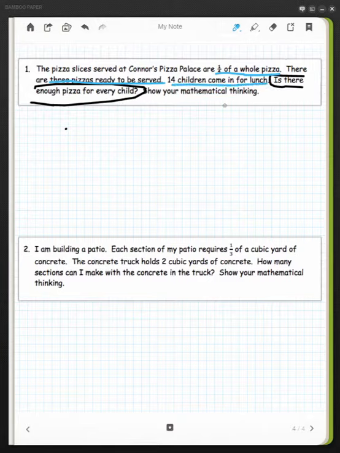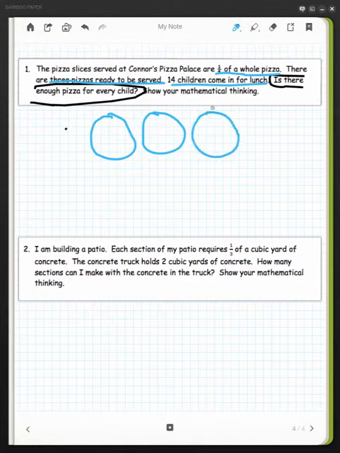So now the first thing I'm going to do is draw it out. I know that there are 3 pizzas to be served and they're ready. So I'm going to draw out my 3 pizzas: 1, 2, 3. And it says that each slice is 1/4, meaning that there are 4 fourths in a whole, so I need to divide my pizza into fourths.